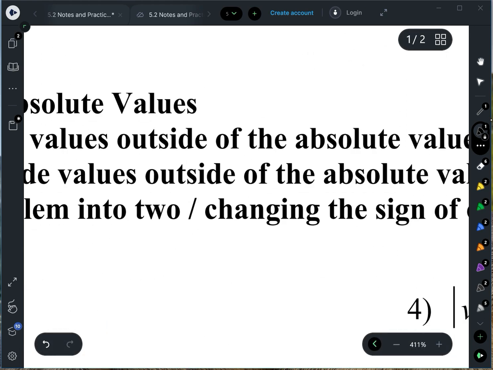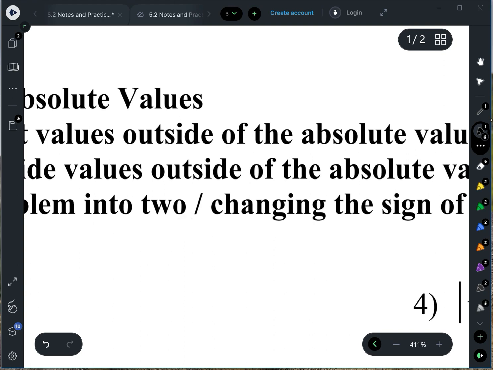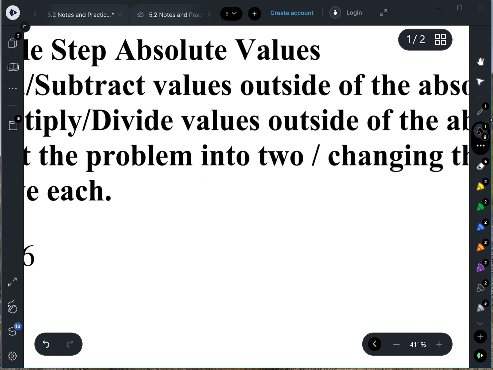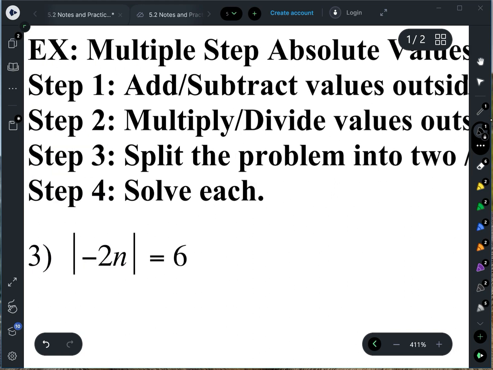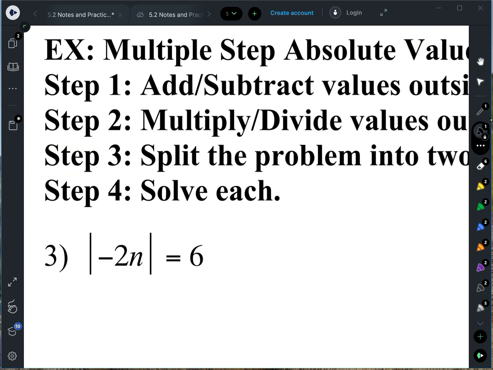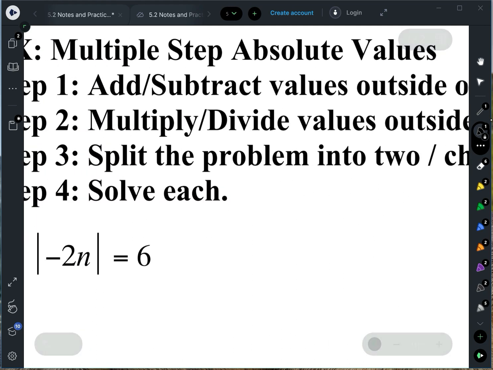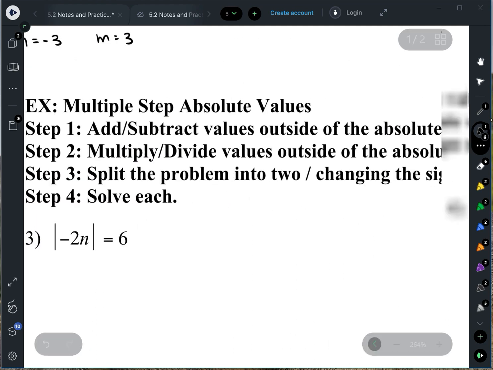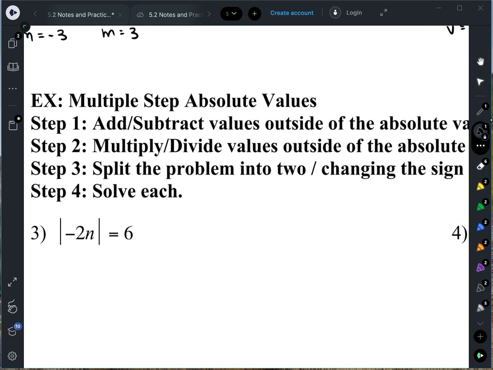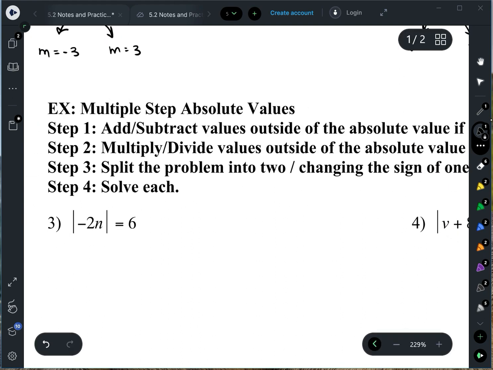So here are the general steps to solving more challenging absolute values. First, add or subtract values outside the absolute value. Step 2, multiply or divide values outside. And step 3, split the problem into 2, changing the sign of one of them. That's the key thing. And then you solve each.